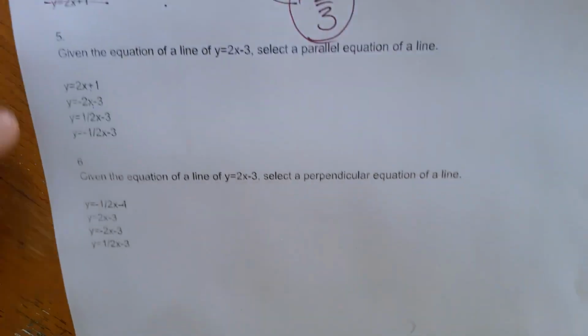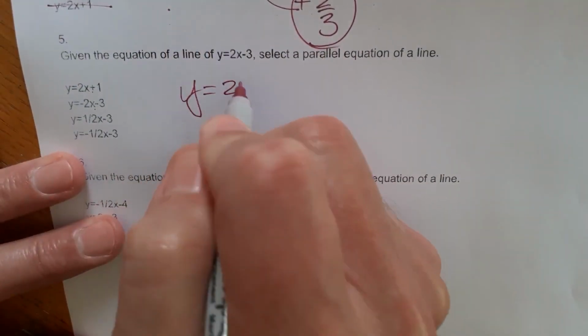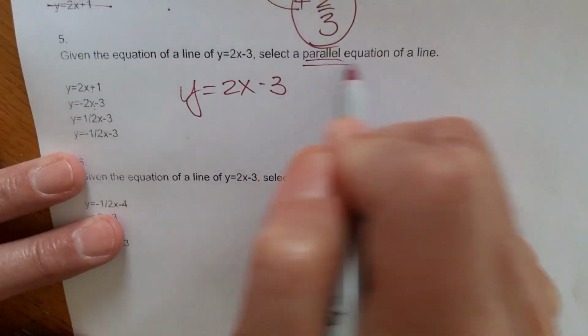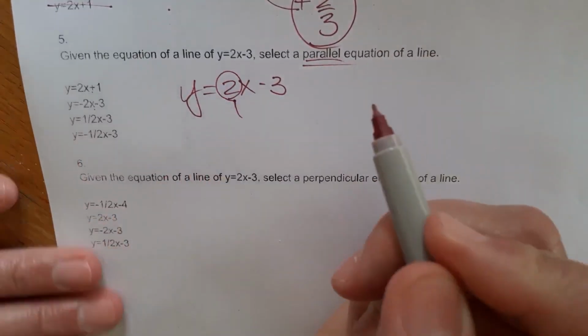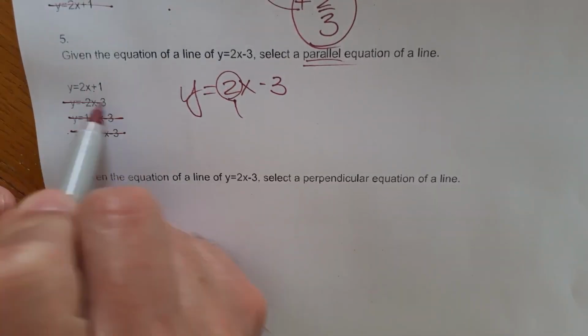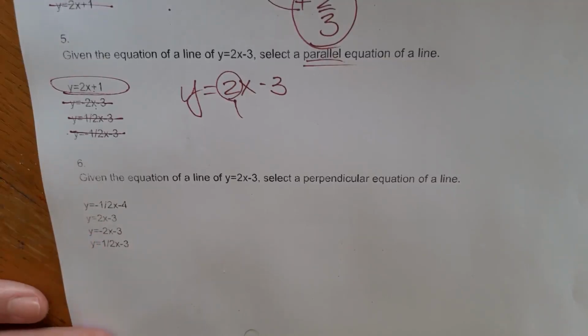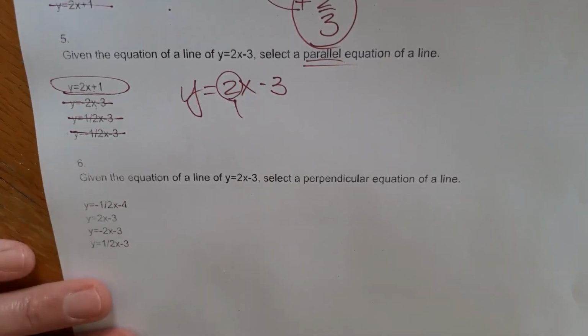Let's do one more example where we find parallel and perpendicular. All right. Y equals 2x minus 3. And we want a parallel equation. Just find anything with a slope of 2. So out, out, out, in. There. Now let's do a little bit more difficult. Let's look at the perpendicular setup.